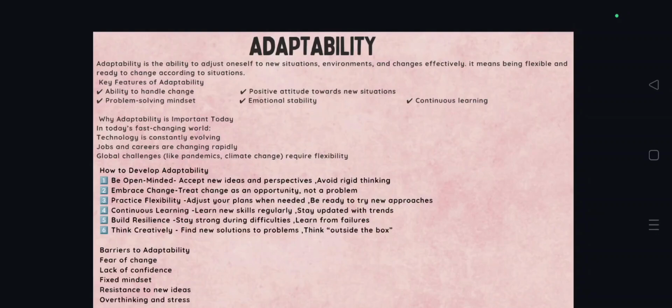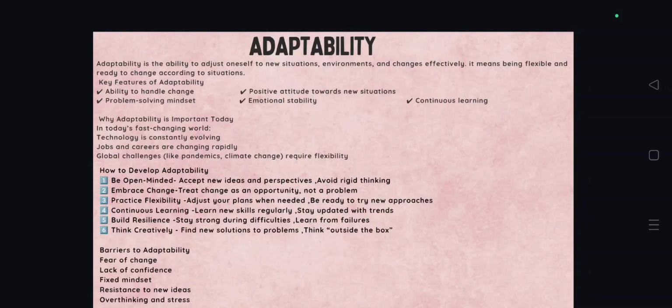Continuously learn new skills regularly. Stay updated with trends. See, in today's world, only growing in academics will not help you, because you have to develop skills as well. There are new skills developing. If we adapt to them, then it will help us in our career and whatever we have to accomplish in our future. Next is building resilience. We have to stay strong during difficult times, and learn from our failures.